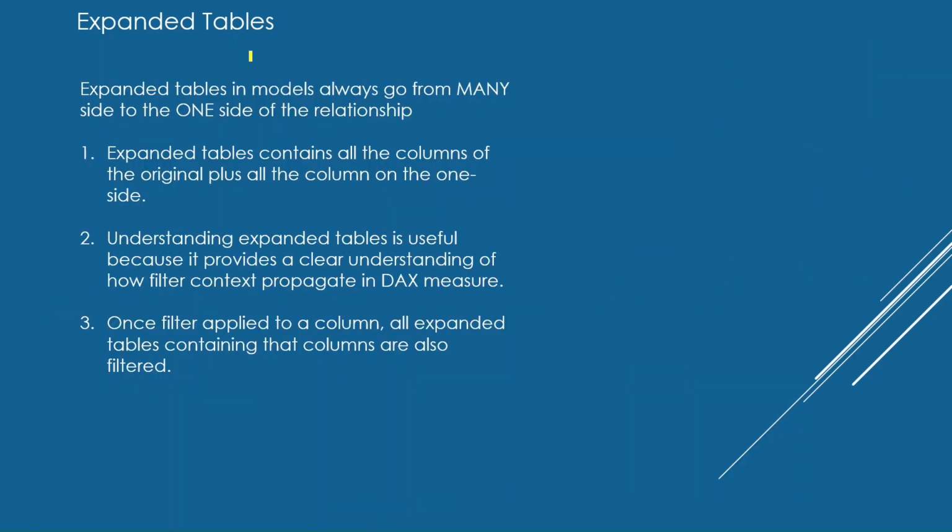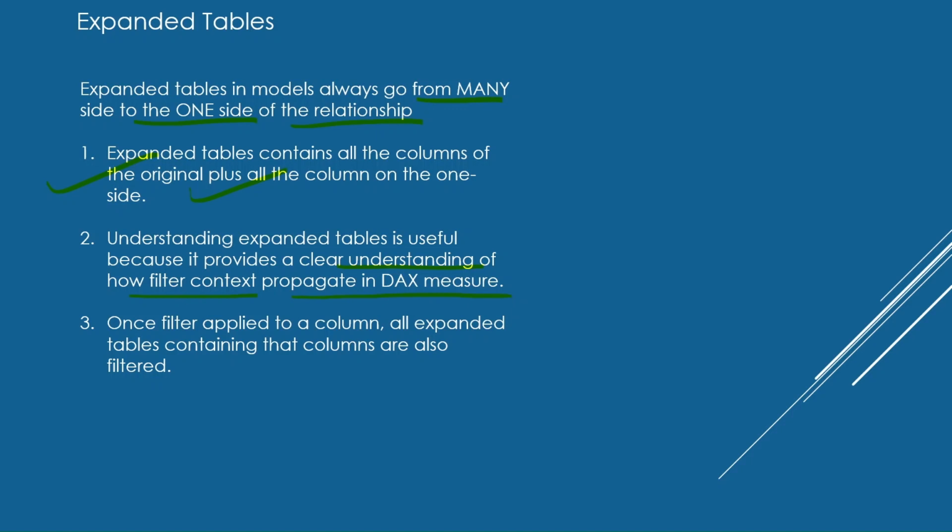An expanded table always goes from the many side to the one side of the relationship. An expanded table contains all the columns of the original table plus all the columns of the one side, which we have already discussed. Understanding the expanded table is useful because it provides a clear understanding of how filter context propagates in a DAX measure.